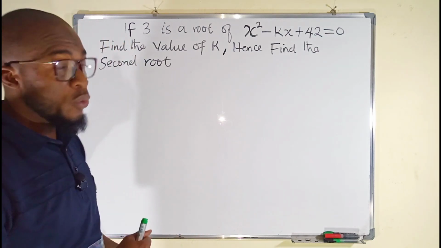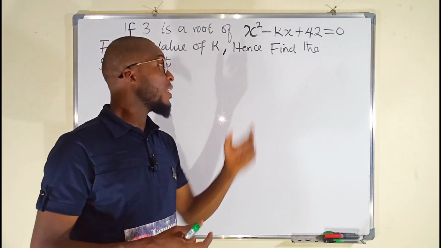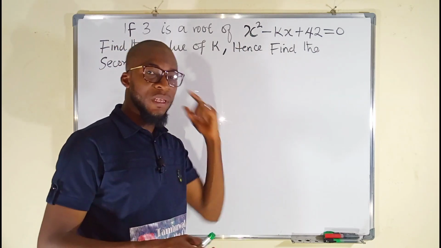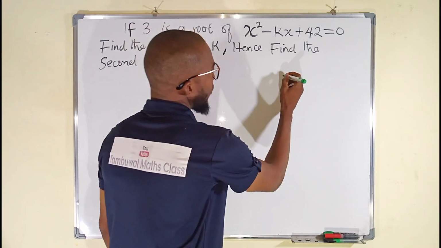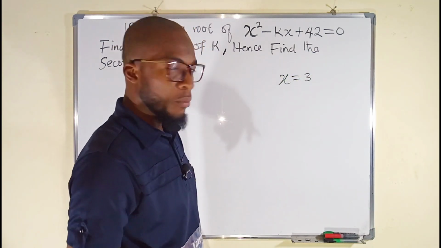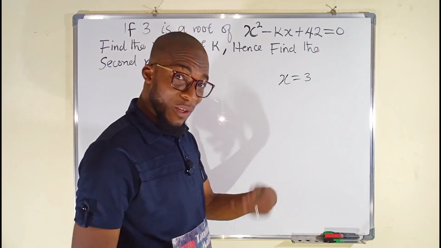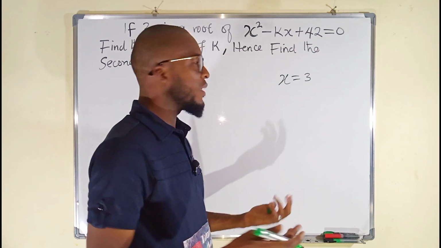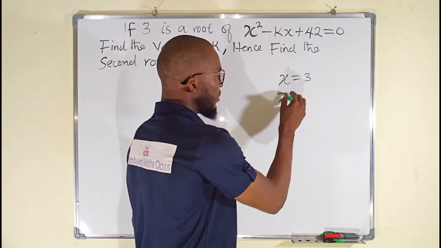Okay, if 3 is a root, you know that in the end, if you solve this quadratic equation, one of the values of x will be equal to 3. So x will be equal to 3. But we need the other root again, which is unknown. So we can let it be equal to something else. So let the other root be equal to a.